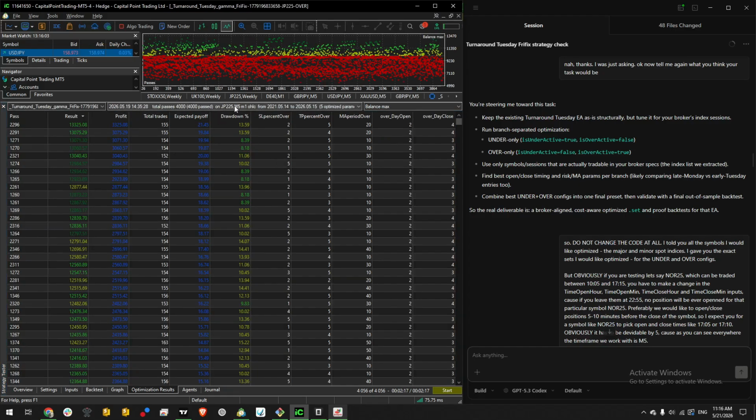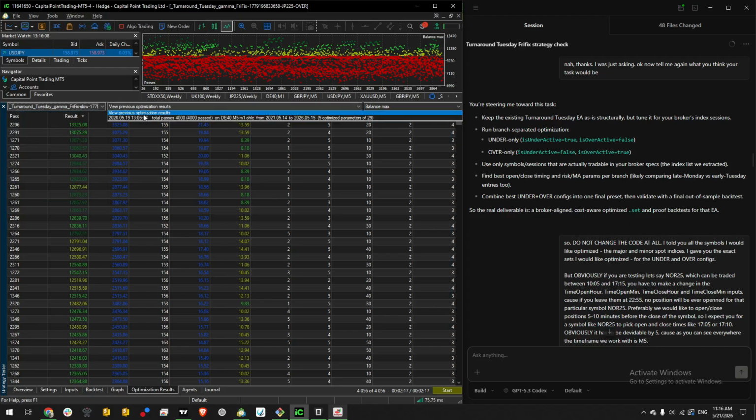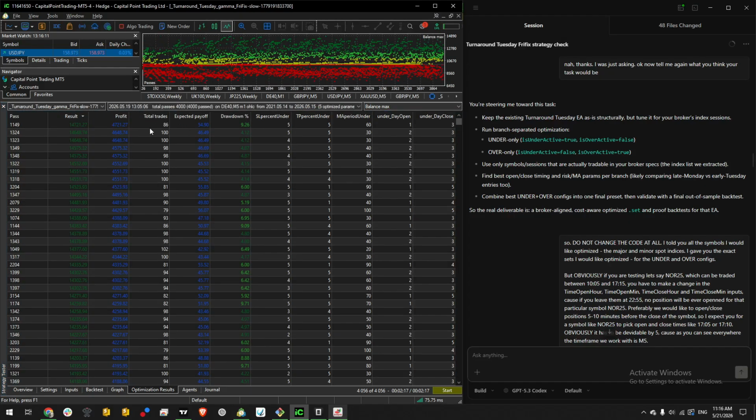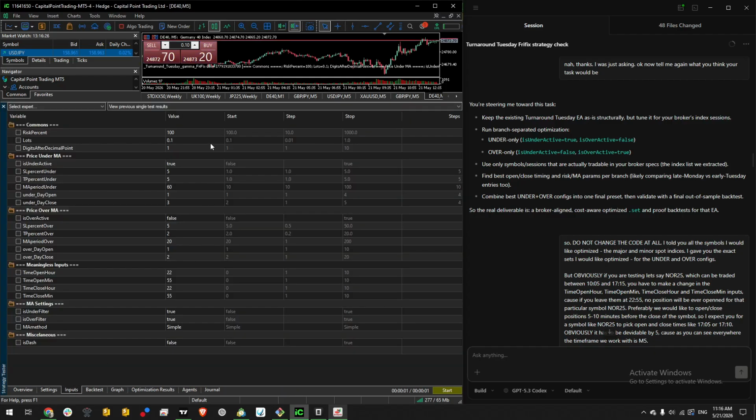Okay, this is one of them. It's trading the DE40. Okay, this is the result. It's a very small optimization because the turnaround Tuesday strategy trades very rarely. It has basically two modes, and one of the modes is trading when the price goes under a moving average, and the other one trades while the price is over a moving average.